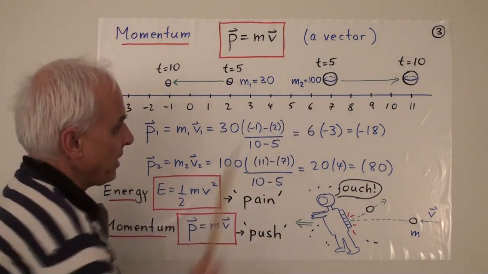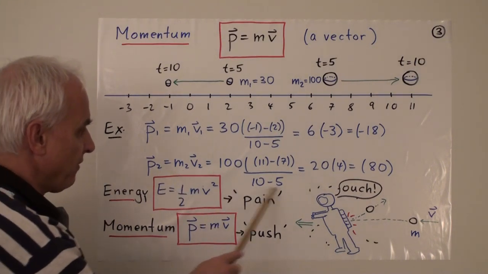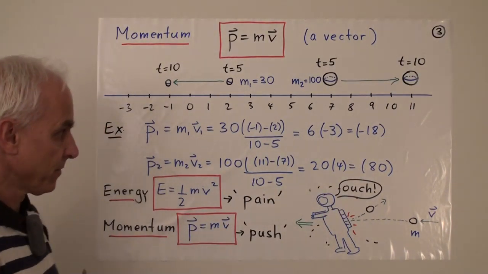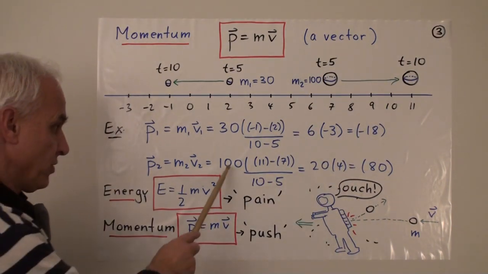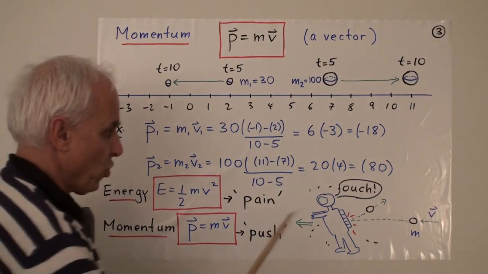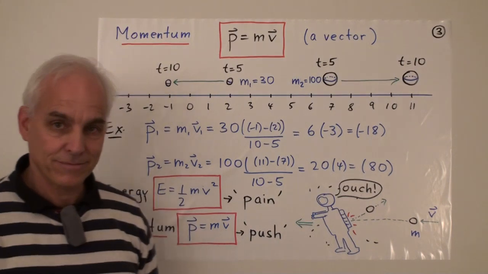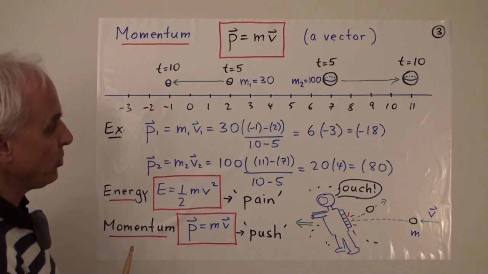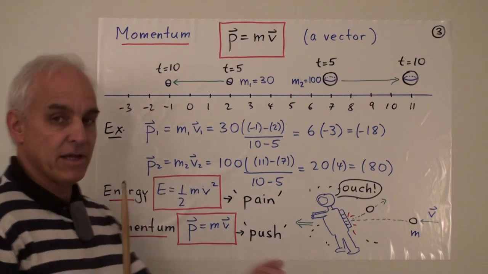And what about the momentum of this thing here? Well, it's m2 times v2. m2 is 100. And the velocity is final position minus initial position, 11 minus 7, divided by the difference in the times, 10 minus 5 as before. So 100 over 5 is 20. 11 minus 7 is the vector 4, for a total momentum of 80, in the positive direction, representing a vector going that way. So the momentum of this mass m2 is considerably more than the momentum of m1, and it's in the opposite direction.